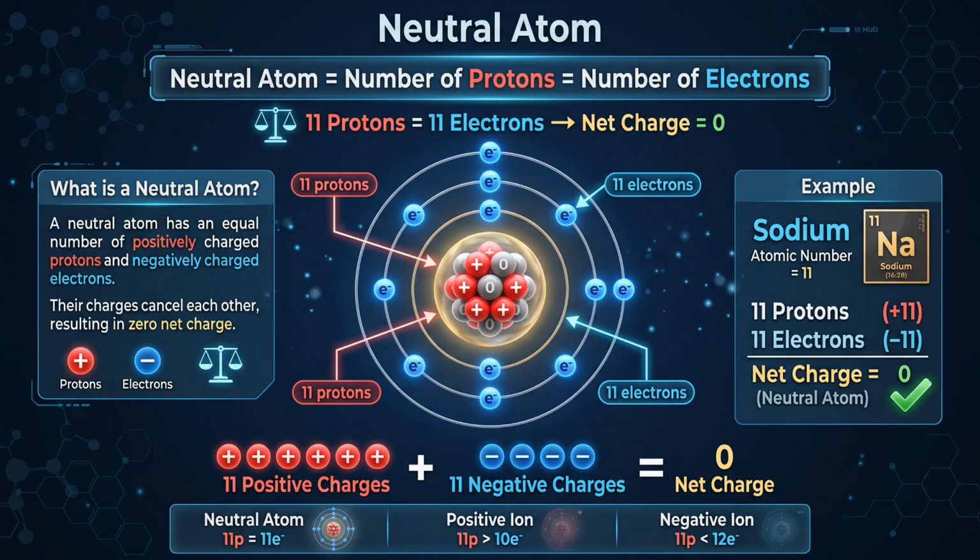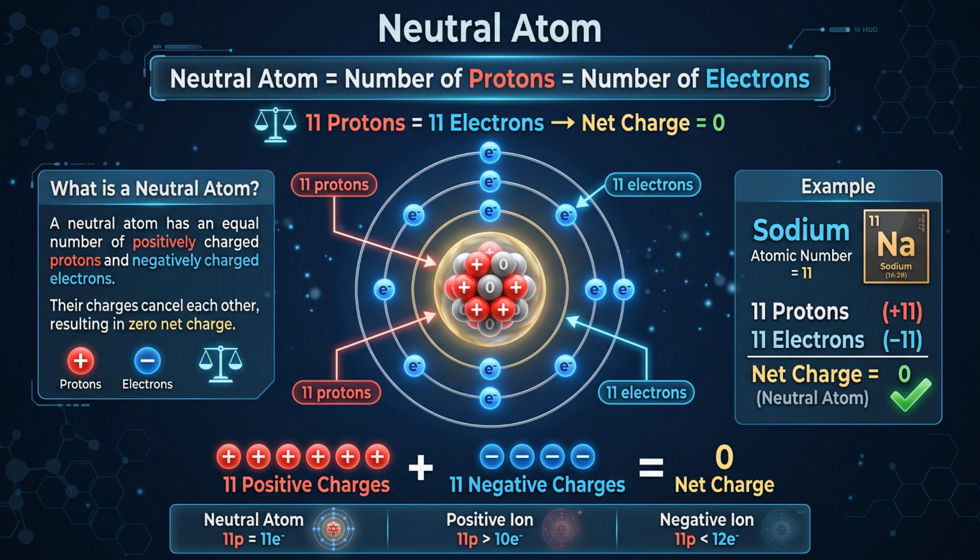On the other hand, if an atom gains 1 or more electrons, it will have more electrons than protons. In this case, the negative charges outnumber the positive charges. So the atom becomes negatively charged. Such an atom is called a negative ion or anion.